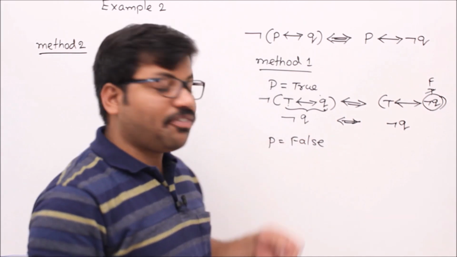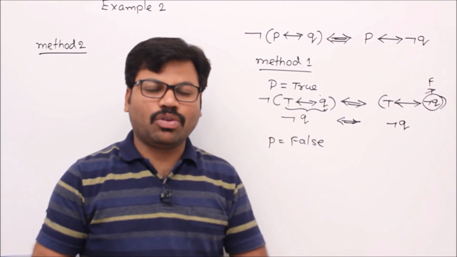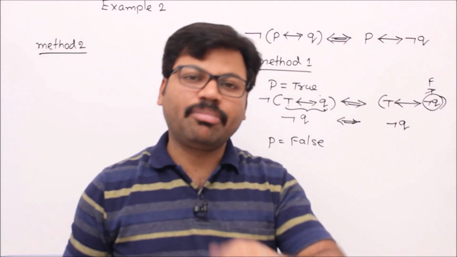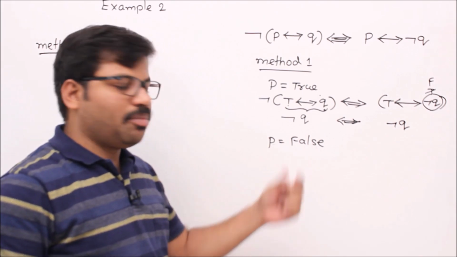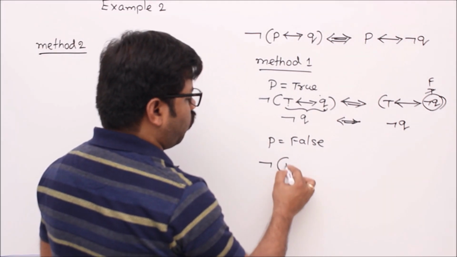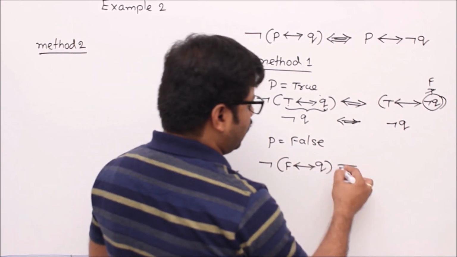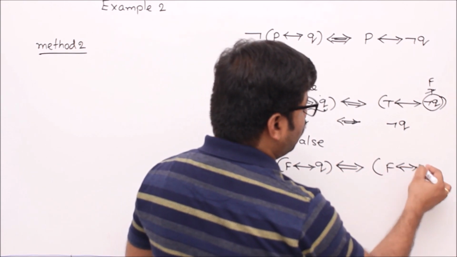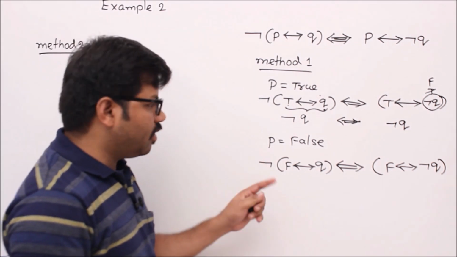But that's not sufficient, isn't it? Because only you substituted p value true. Really these two equations are correct. They should be correct when p value true, and they should be correct when p value false. That's why let me try p value false also. Then negation of false double implies q. At one side, is it equivalent to false double implication negation q? Let's try that. Again, same reasoning.